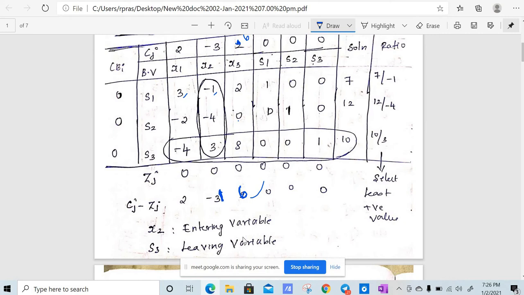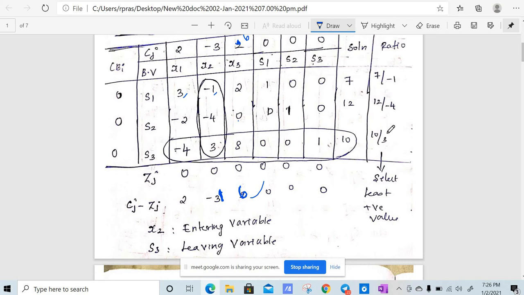Suppose this question is asked for maximization, we will choose 6 to be the key column, but here it is asked for minimization, so you choose the most minimum value. So this is our key column. Now you find the ratio, solution divided by key column row. So 7 divided by minus 1, 12 divided by minus 4, 10 divided by 3.